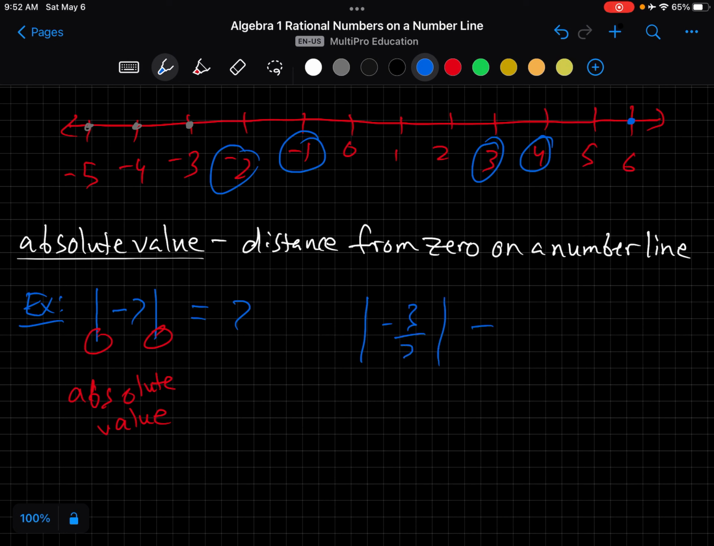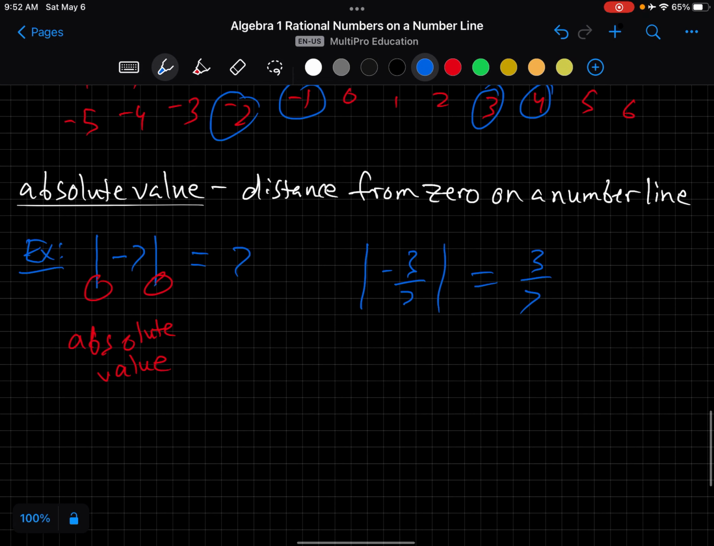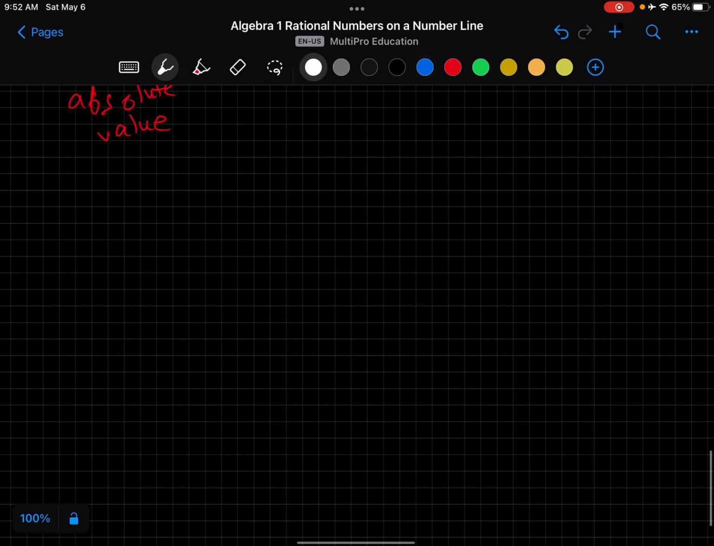Alright, let's look at another one. What is the absolute value of -3/7? Well, it would be 3/7 from 0. Okay, so let's evaluate another example.